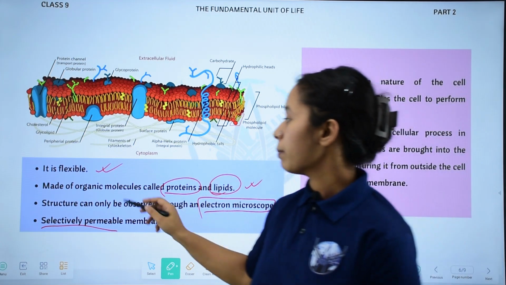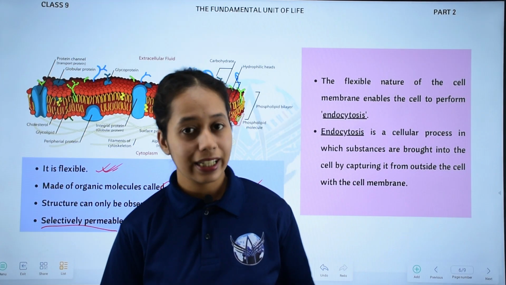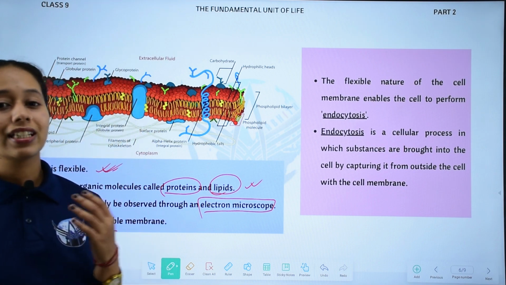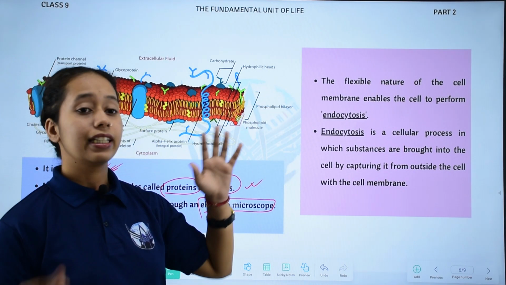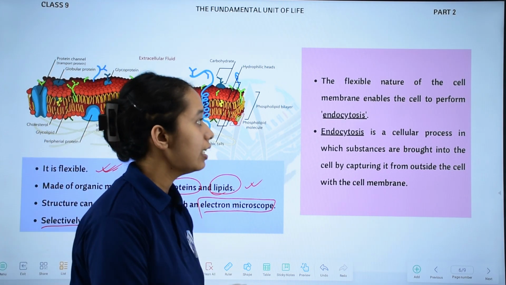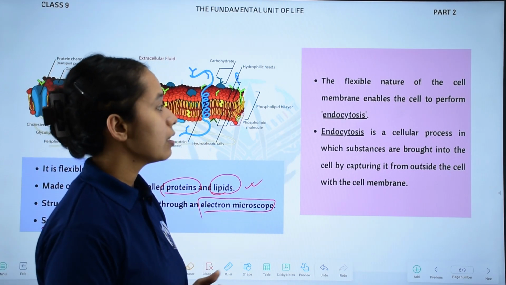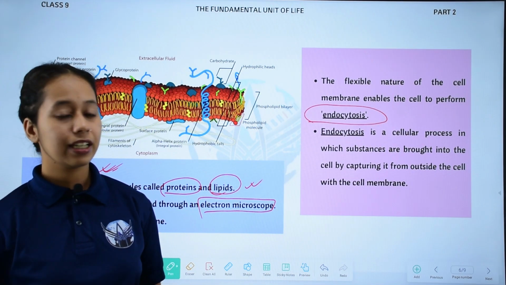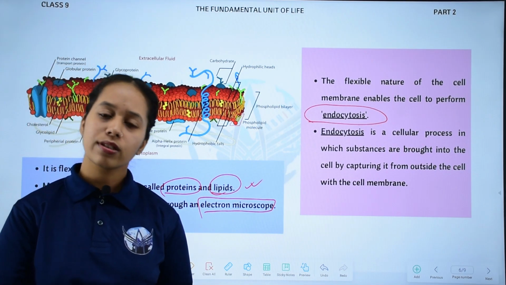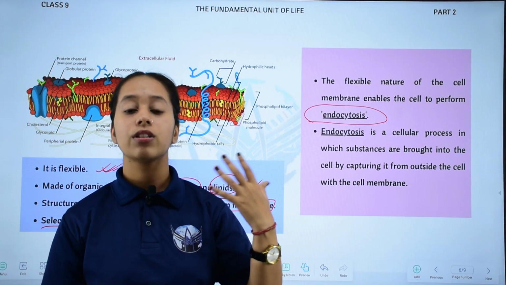Now, plasma membrane is flexible. It is because of this flexible nature that the cell membrane enables the cell to perform endocytosis. What is endocytosis? Endocytosis is a cellular process.